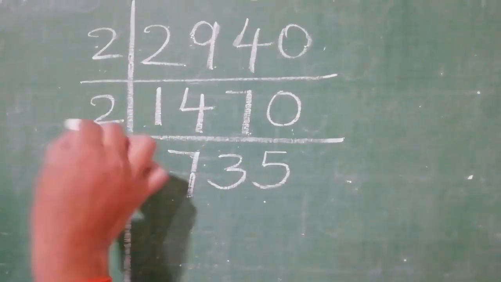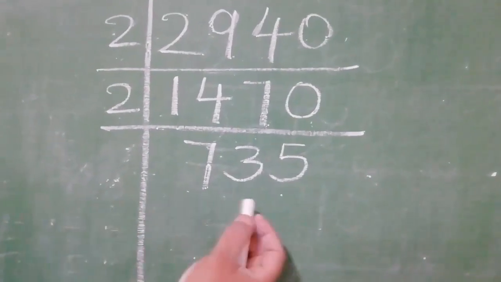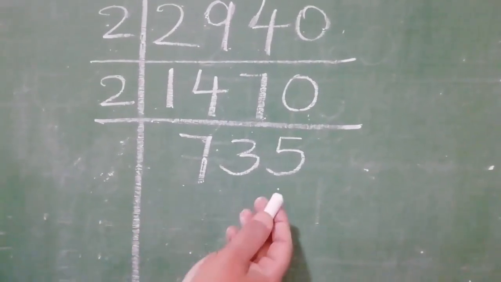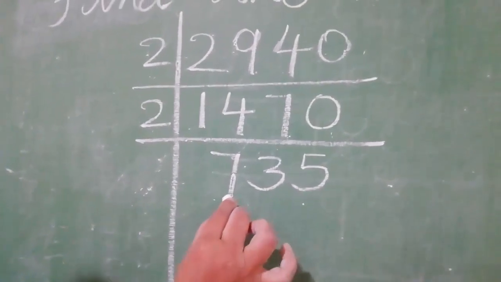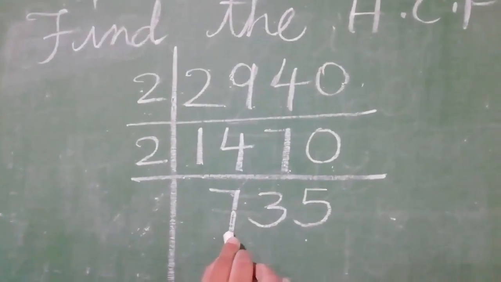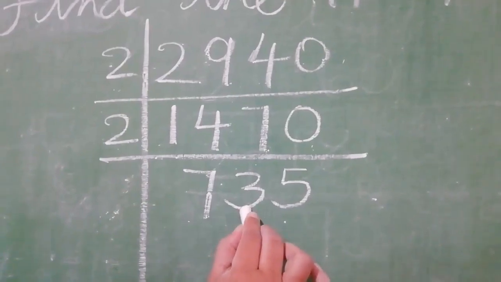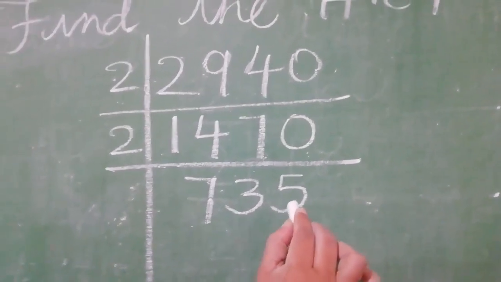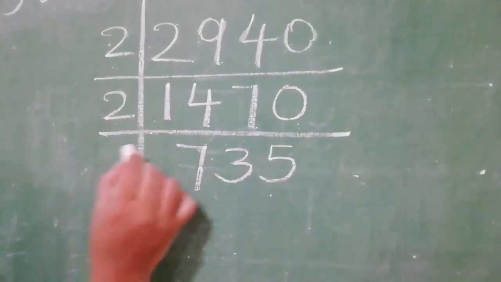No. We take the next prime number. What is the next prime number? 3. Is this number divisible by 3? Check the divisibility condition by 3: sum of the digits, 7 plus 3 plus 5. 7 plus 3, 10. 10 plus 5, 15. 15 is divisible by 3. Yes, so this number is divisible by 3.